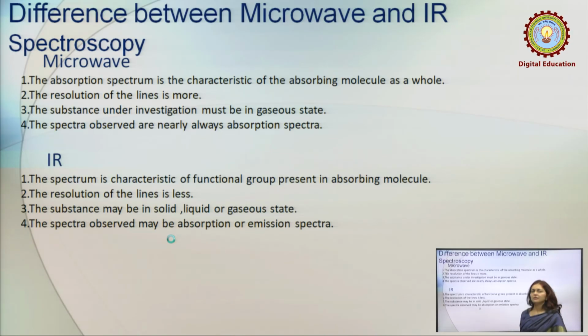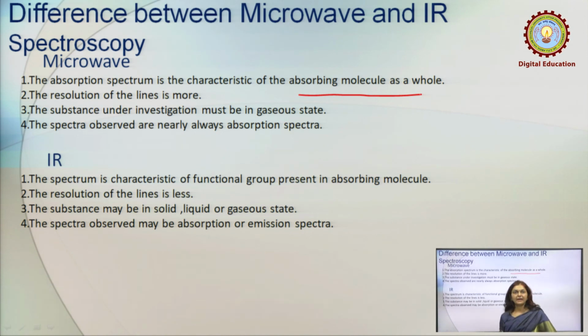Now come to the difference between microwave and IR spectroscopy. Microwave spectroscopy is the characteristic of the absorbing molecule as a whole, while the resolution of the line is more in microwave, and the substance under investigation must be in gaseous state. It is the most important.